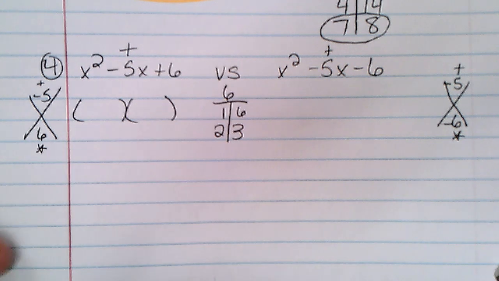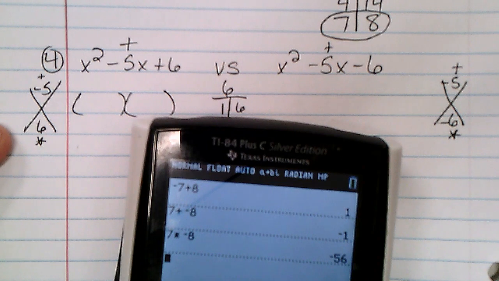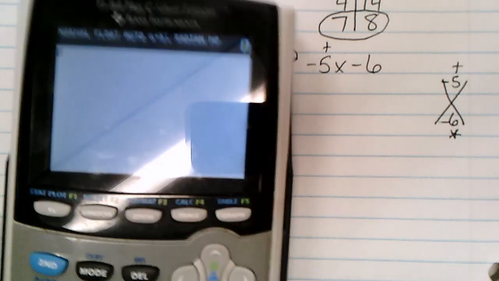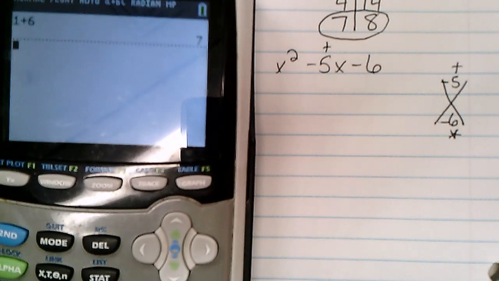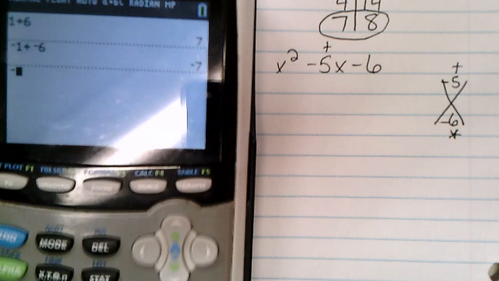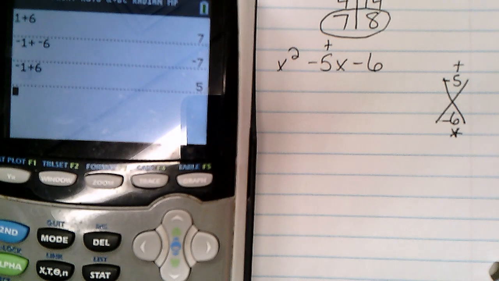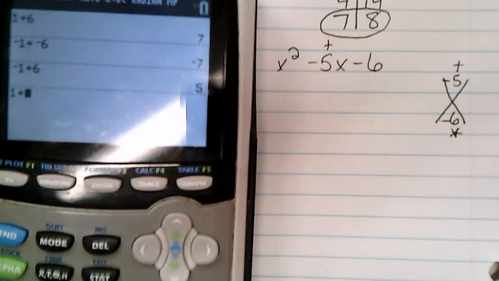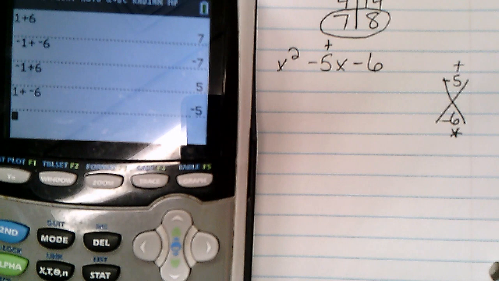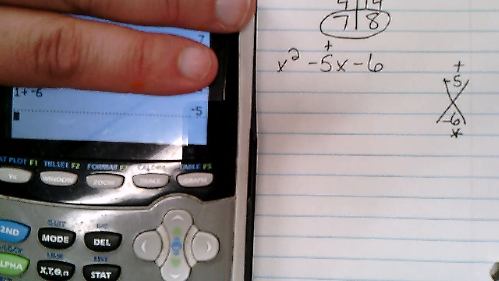So let's look at this. Let's do the -5 and the +6. Let's try 1 and 6. I'm going to try all my different options. If they're both positive, I get 7. That doesn't work. If they're both negative, I get -7. That doesn't work. If one is positive and the other is negative, I get +5. If one is positive and 6 is negative, I do get -5. So +1 and -6 gets me -5.